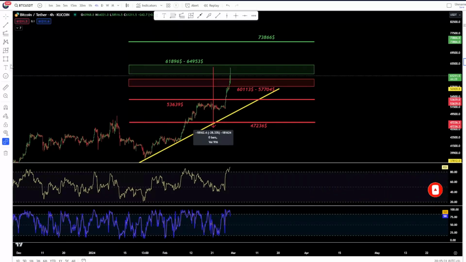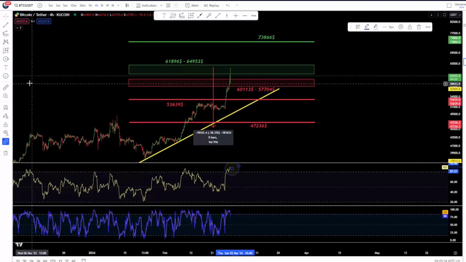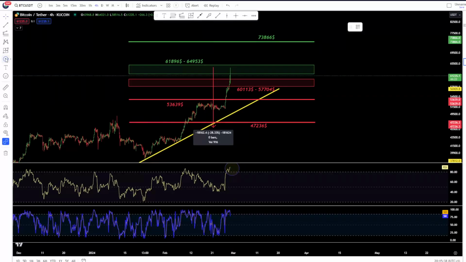As we can see on the RSI indicator, we are well above the upper limit, at which the price often reversed. The situation is similar on the stock indicator, which remains near the upper limit.